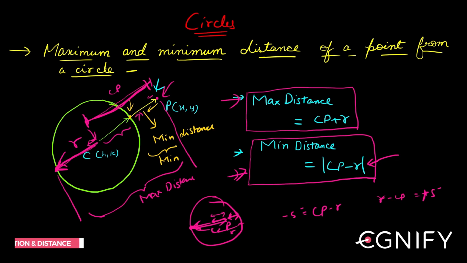This is valid for points inside, outside, and even on the circle. The fact is, on the circle, your minimum distance will be 0 because it will be exactly on the circle. So CP will be R, right? So it will be 0, and your maximum distance will be the diameter's length, right? CP will be R, so 2R will be the maximum distance. So this formula is valid for all the 3 cases, whether your point is outside, inside, or on the circle. But just remember this formula and remember the mod in case of minimum distance.